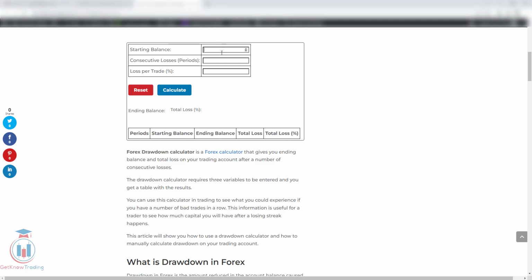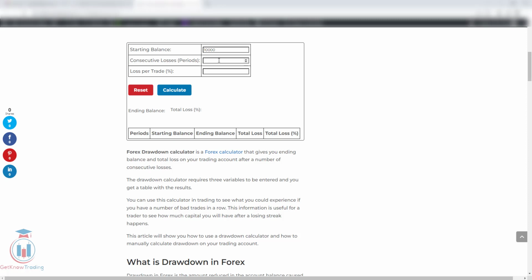Here it is on the website, where you need to enter 3 variables to get the final result. You have a starting balance, which means the starting balance on your trading account. In this example, I will put $10,000 on my trading account.